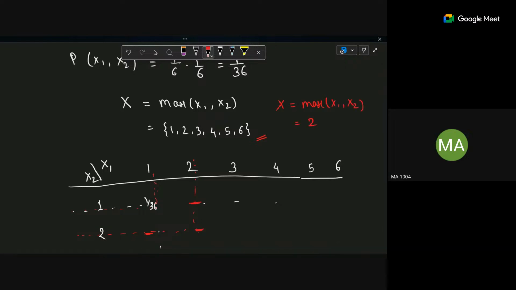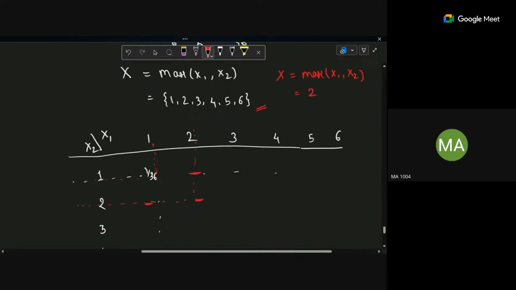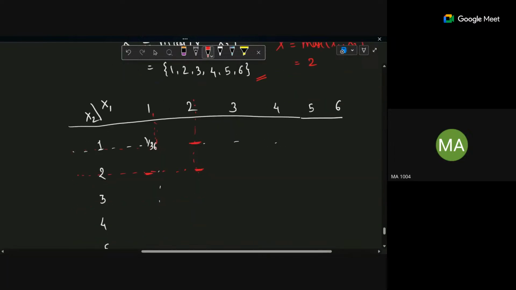Now, how to calculate the numbers? What are the possibilities when X can take value 2 from X1 and X2? If the values of X1 and X2 exceed 2, then the maximum will not remain 2, right? So just make bounds for both X1 and X2, that X1 should not increase beyond 2. Let me change the color. Your X1 is just bound to the value 2.